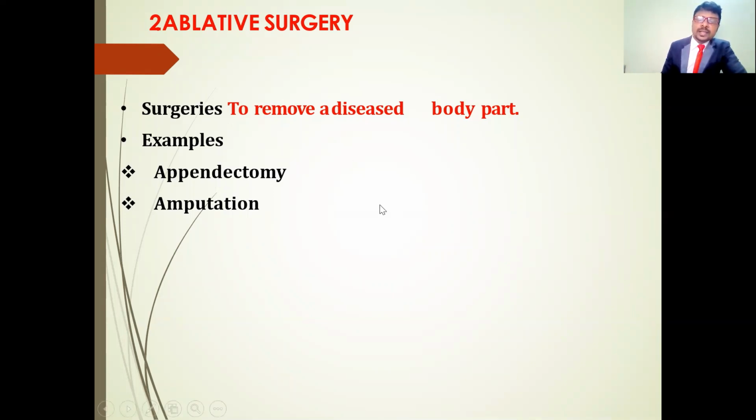So it removes the body part, and the same is true in the case of amputations. In crush injuries, severe burns, necrosis, and gangrene conditions, we have to remove the limbs. Otherwise, it may affect other parts of the body. The gangrene may spread to the proximal part. In those conditions, we have to do amputations, removing the limbs through a surgical procedure. That is called amputation. These surgical procedures are called ablative surgeries.